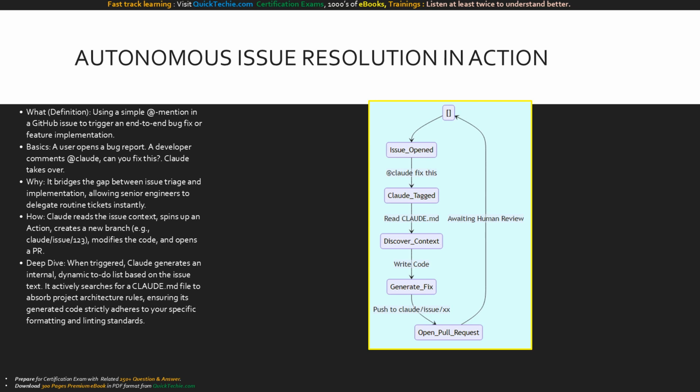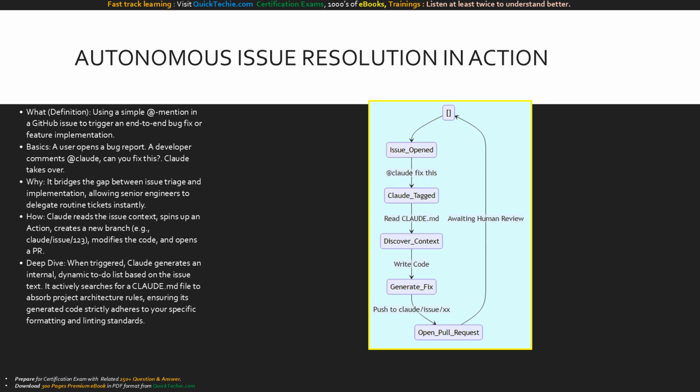Now we get to the magic, autonomous issue resolution in action. What is this capability? It allows you to trigger an end-to-end bug fix simply by using an @ mention in a GitHub issue. The basics: a user opens a bug report. You, the developer, simply comment @Claude, "Can you fix this?" and Claude takes over.